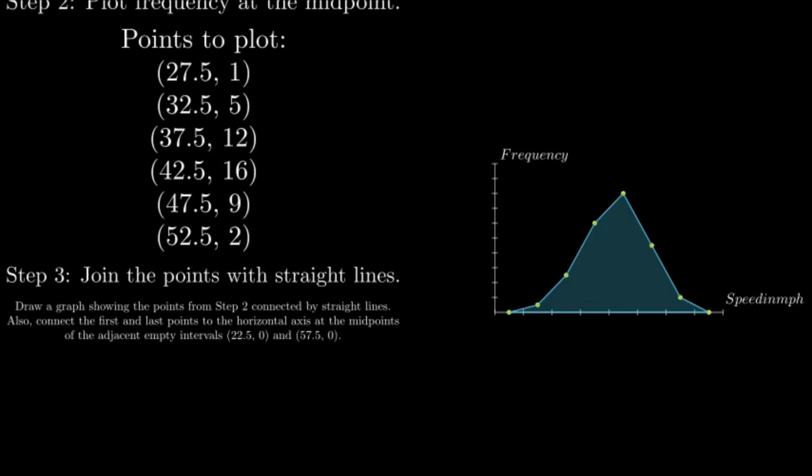To recap, drawing a frequency polygon involves finding class midpoints, plotting frequency against these midpoints, and connecting the dots with straight lines. It's a great way to visualize the shape of continuous data.